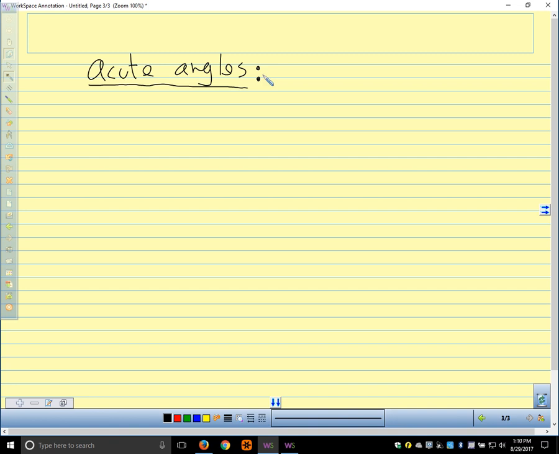So in radians, if 2 pi radians is a full circle, 90 degrees would be how many radians? Pi halves, or pi over 2. And often we'll leave radians off, we'll just say pi over 2, because radians don't have any units. So acute angles are between 0 and pi over 2.